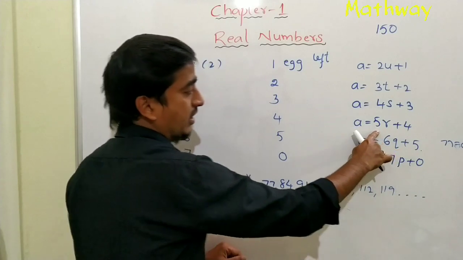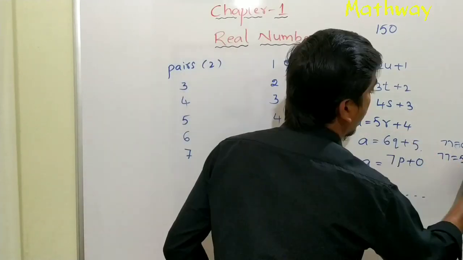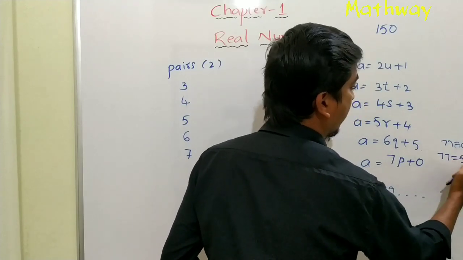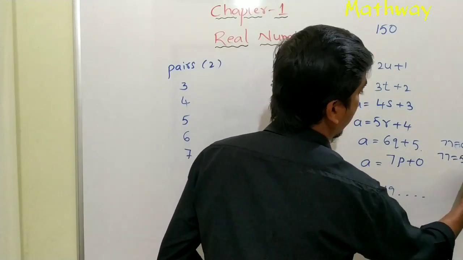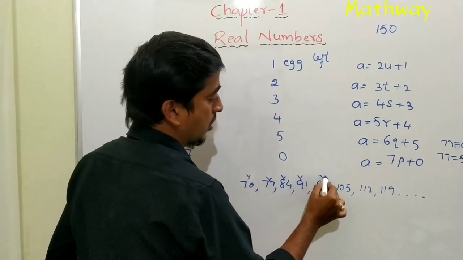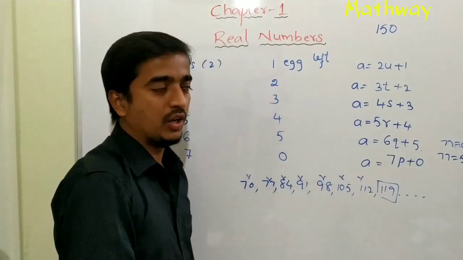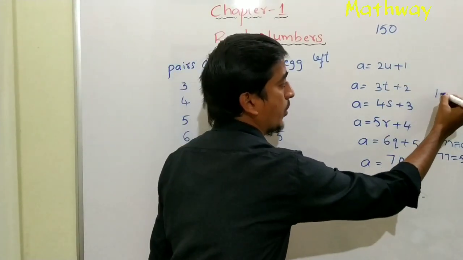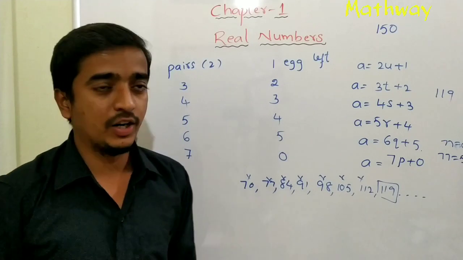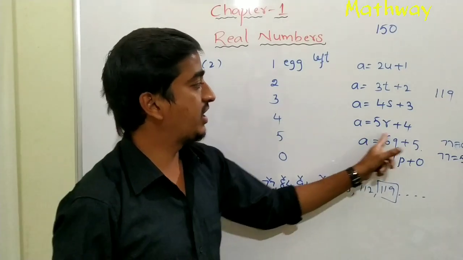Then let us substitute here. 77 equals 5 into 15, 5 times 15 is 75. So 2 will be left. So it is not satisfying. By considering all the numbers, we can get that 119 will satisfy all the conditions. So the number of eggs that were broken is 119. So this is a puzzle we can solve by the division algorithm.